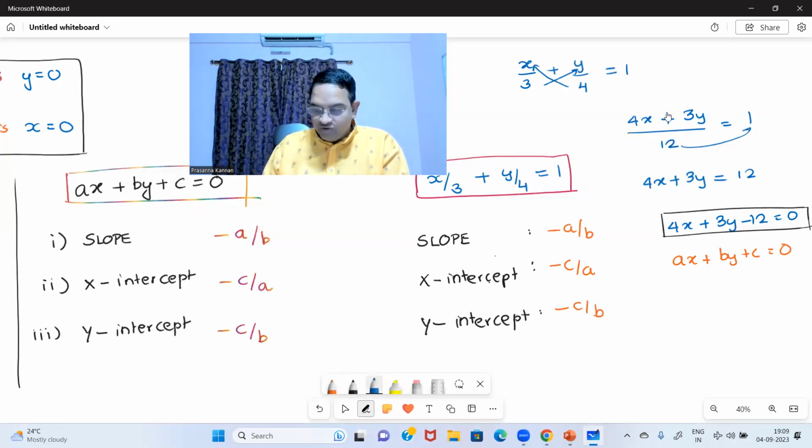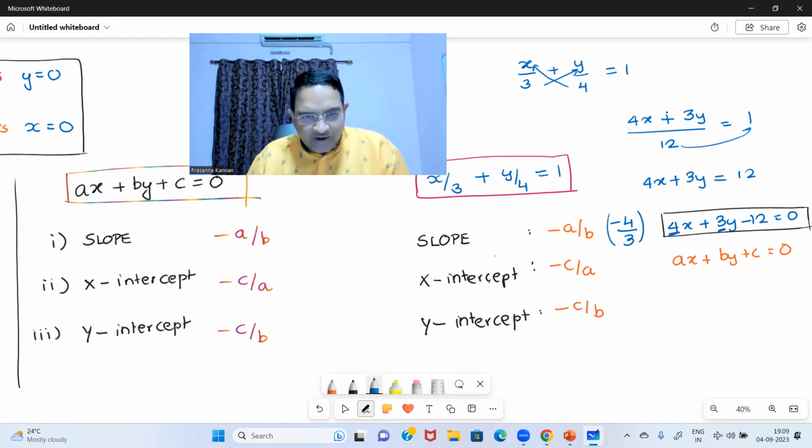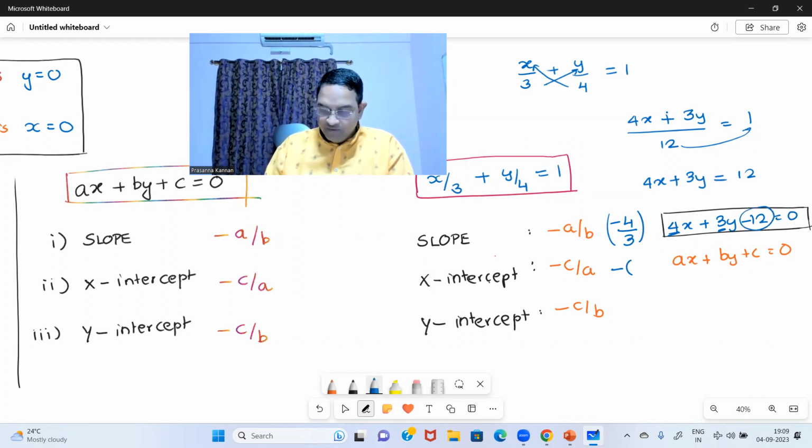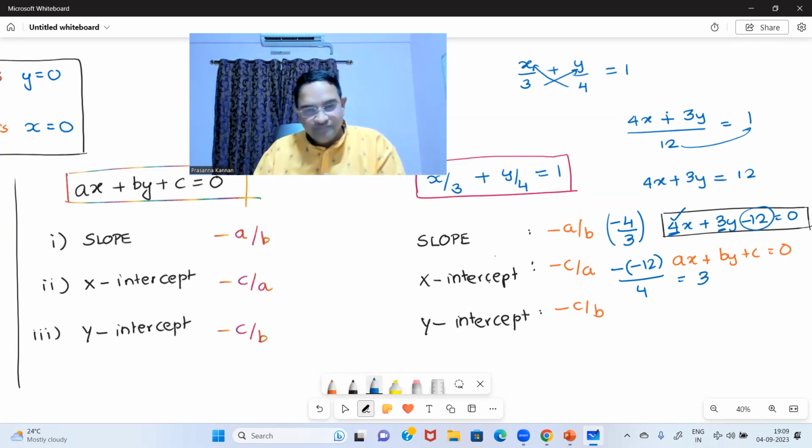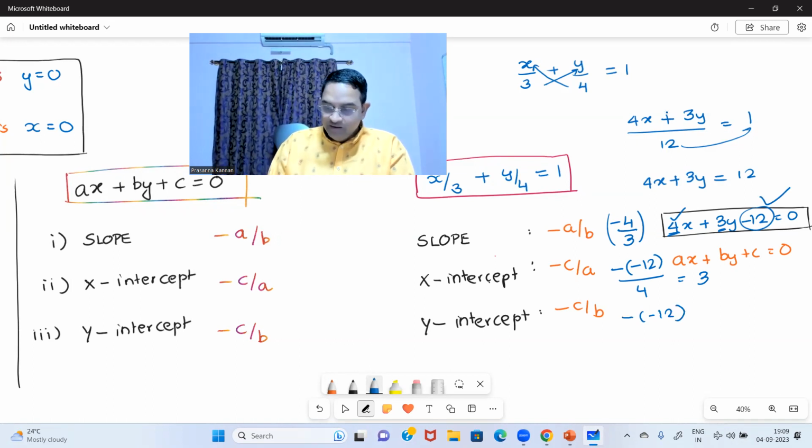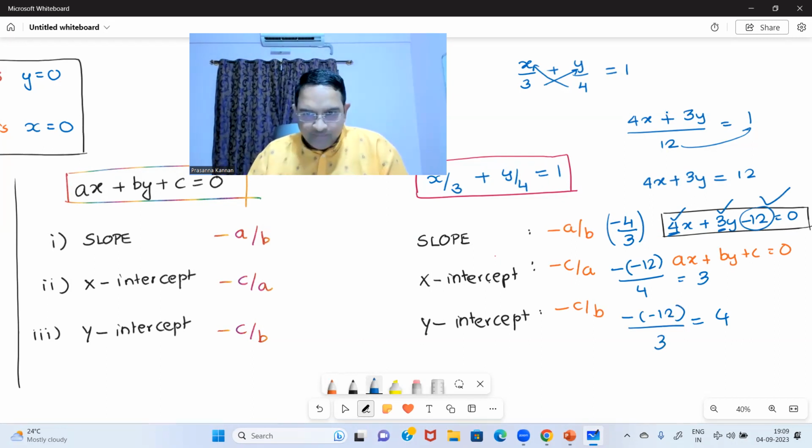Now, what is your a? A is 4. So it is minus 4 divided by, what is your b? 3. So the slope is minus 4 by 3. What is the x-intercept? Minus c by a. Minus of minus 12 divided by a, which is 4. So 12 by 4 is 3. So x-intercept is 3. Then y-intercept is minus of minus 12 divided by b, which is 3. Therefore, your y-intercept is 4. That's the answer given by Roshni.